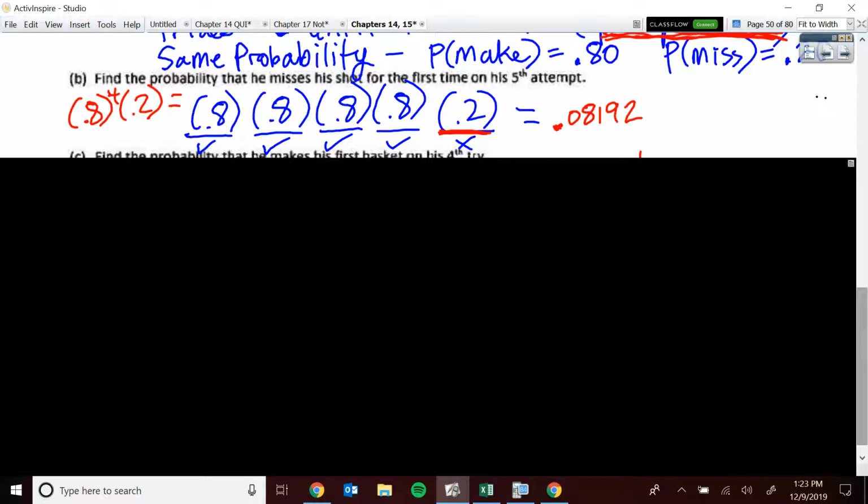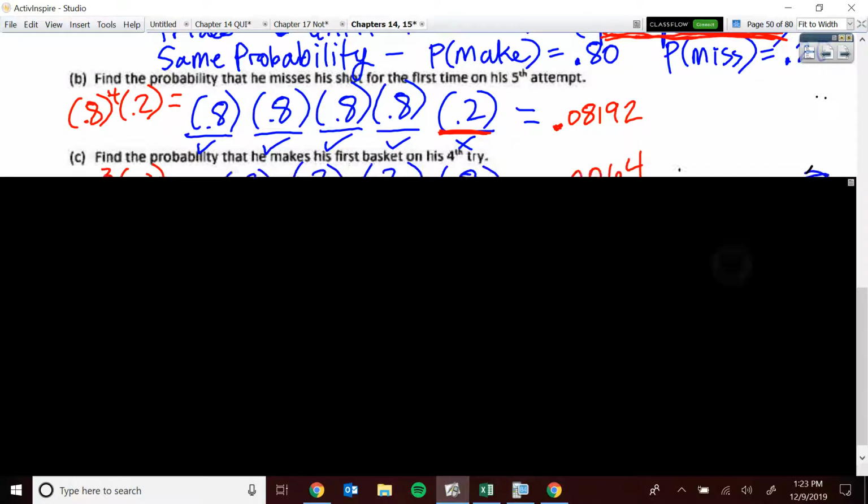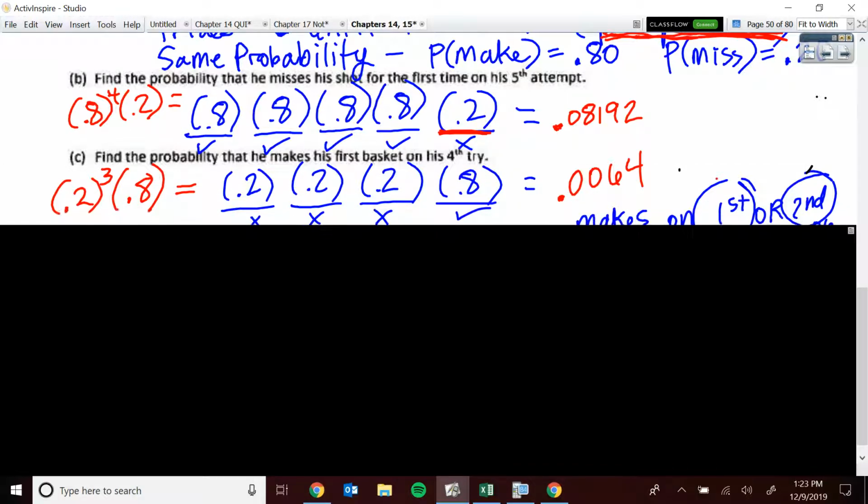Now what I have in red is a shorter way of writing the same thing, but you can write what's in blue, and then there's your multiplication. If you multiply that out, it is 8.19%. Then the next one, he makes it on the 4th. So miss, miss, miss, make. So you could do that, 0.2 to the third times 0.8.